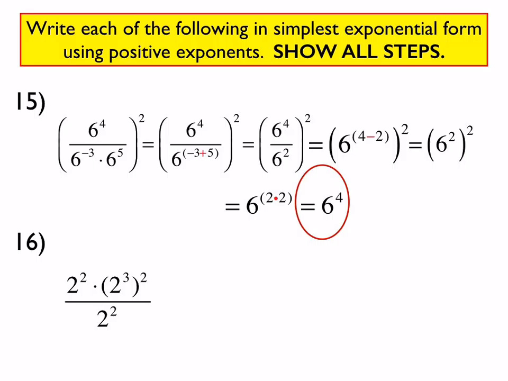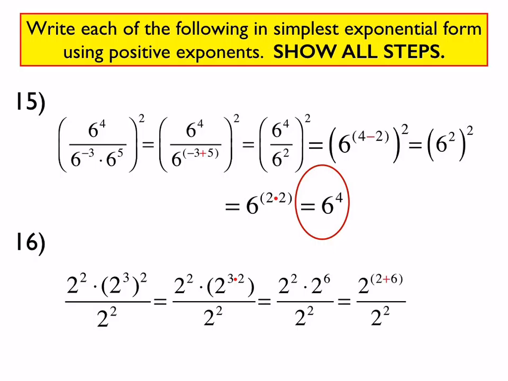Number 16, we should simplify the numerator. Well, to simplify the numerator, I've got to figure out that power to a power first. 2 to the 3rd to the 2nd is 2 to the 6th. Now I should finish simplifying the numerator. 2 to the 2nd times 2 to the 6th is 2 to the 8th. And 2 to the 8th over 2 to the 2nd is, of course, 2 to the 6th. Any questions about either one of these?